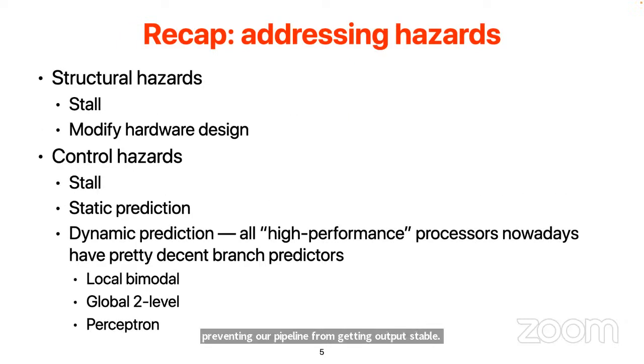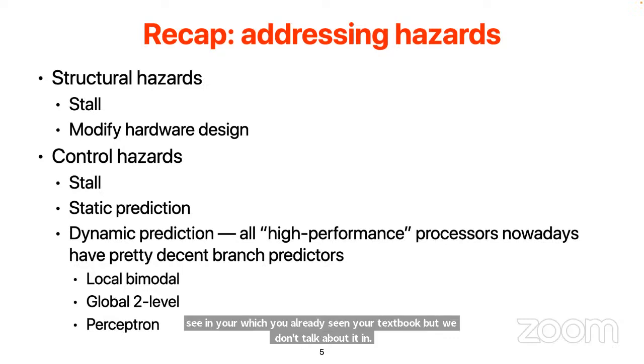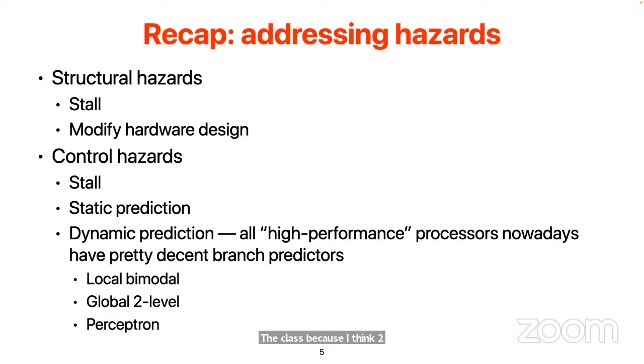So it turns out these 3 types of hazard prevent our pipeline from getting output steadily. We have been talking about the solutions for structural hazard and control hazard in the past week. Structural hazard is just because your hardware design doesn't allow you to do that, so the best way of dealing with it is modifying the hardware design. For control hazard, you can also use stall to handle it, but the performance is bad. You can do static prediction, which you already see in your textbook, but we don't talk about it in class for 2 reasons. One is that static prediction is relatively easy to understand, and the other is that most modern processors have dynamic prediction. So there's not really a need to talk about static prediction, given we only have 10 weeks.